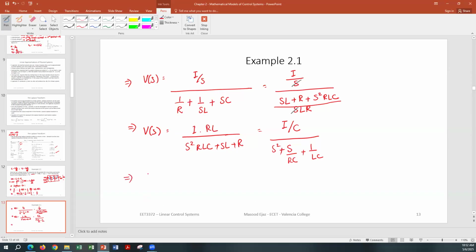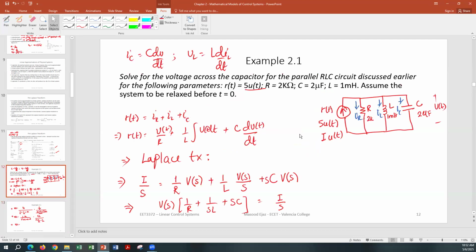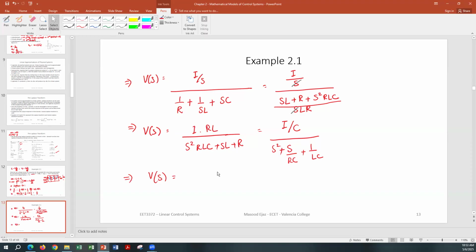And now we can go ahead and plug in the numbers to see what is our polynomial. So my capacitor value is 2 microfarad. My I is 5, so 5 over 2 microfarad. 5 over 2 is 2.5. Micro becomes mega in the numerator. So 2.5 exponent 6 in the numerator divided by S square plus S over RC.